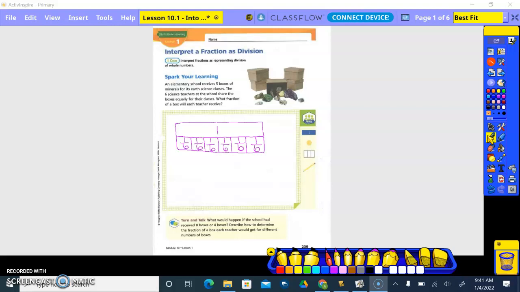Now we said how many boxes were there? 5, right? So that was our whole. So we're going to take 5 times 1/6 because each teacher receives 1/6, or each unit was broken into 1/6, right? So this becomes 5 over 1 times 1/6, which becomes what? 5/6. So each teacher is going to receive 5/6 of a box.